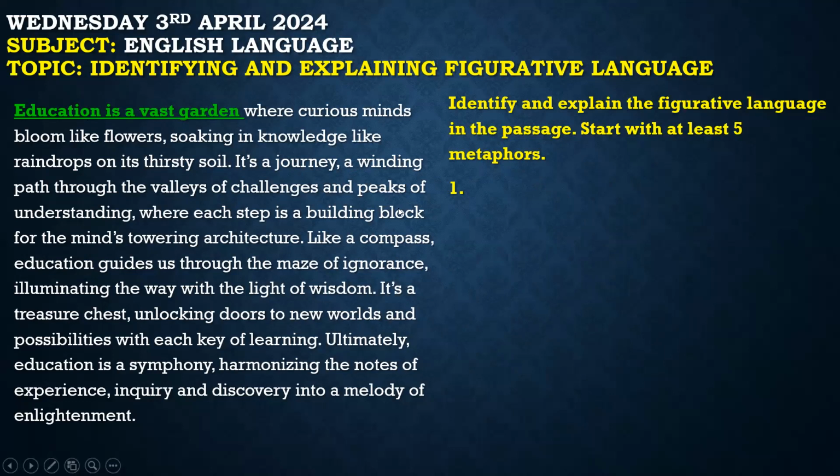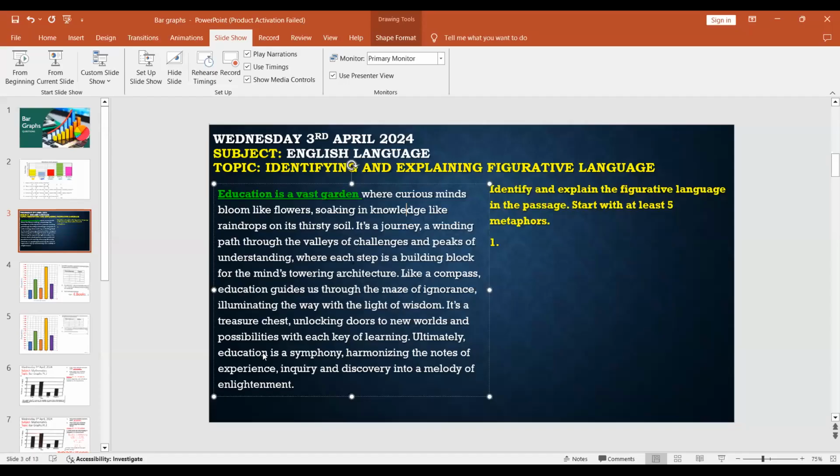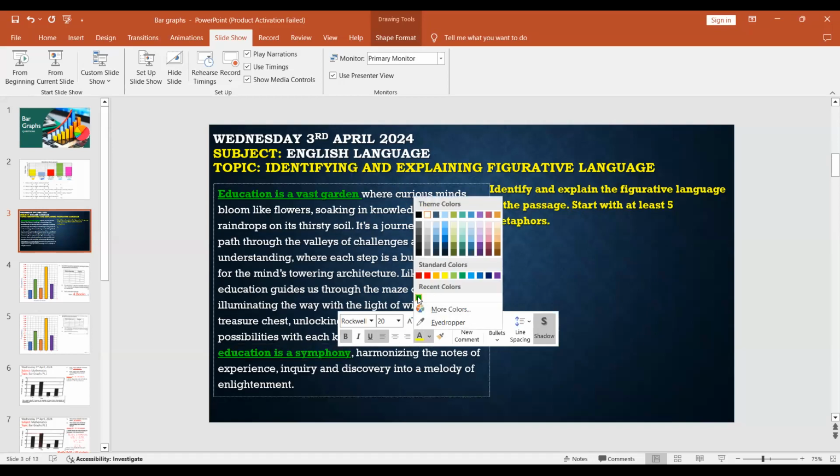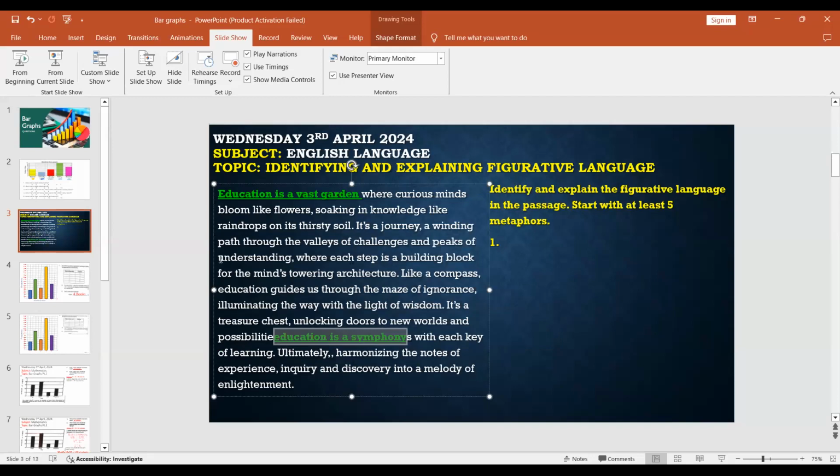Education is a symphony. Very good. Where do we see symphonies? Symphonies is in what? Start with M. Where do we have symphonies? Music. Yeah, music.